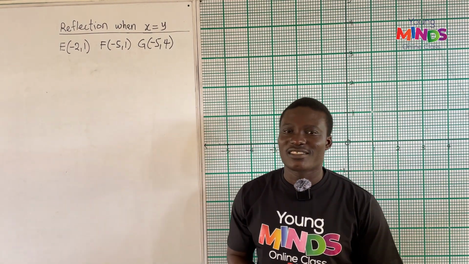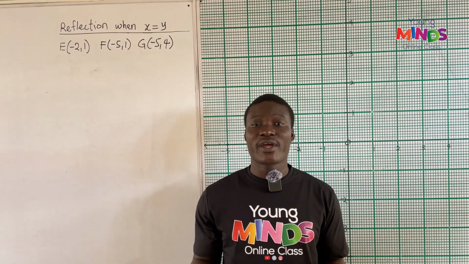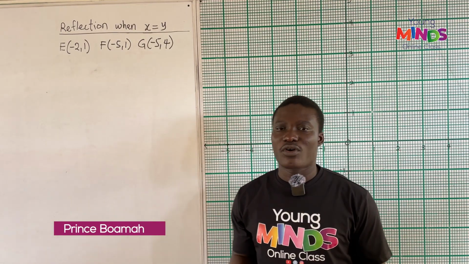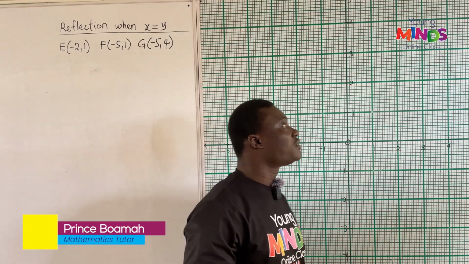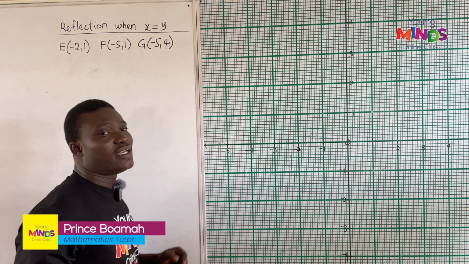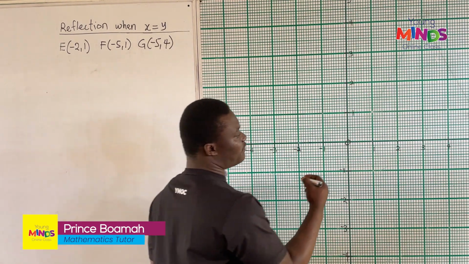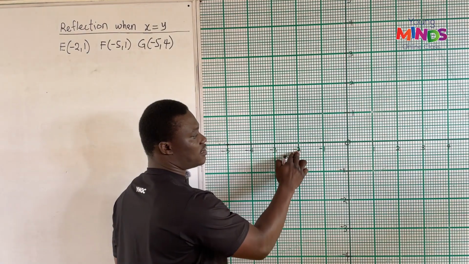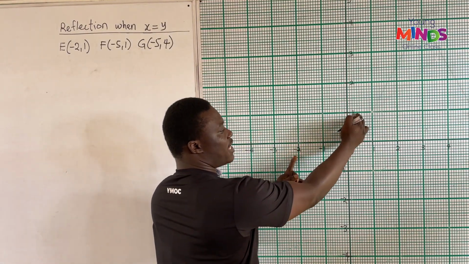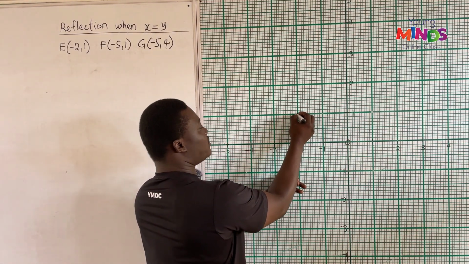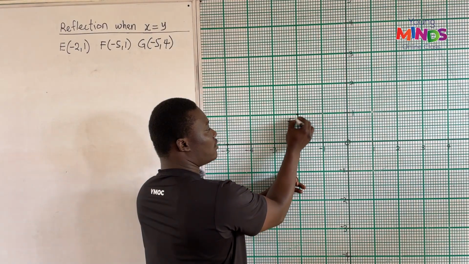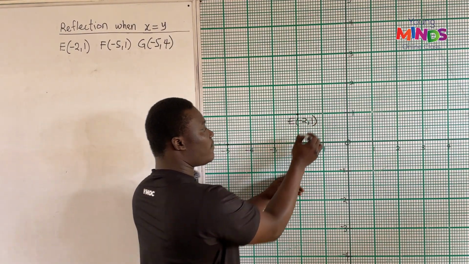In today's lesson, we shall discuss reflection when x is equal to y. So before that, let us plot our points. We have point E, negative 2, 1. So negative 2 on the x-axis, 1 on the y-axis. The point will be here. So we shall label it E, negative 2, 1.